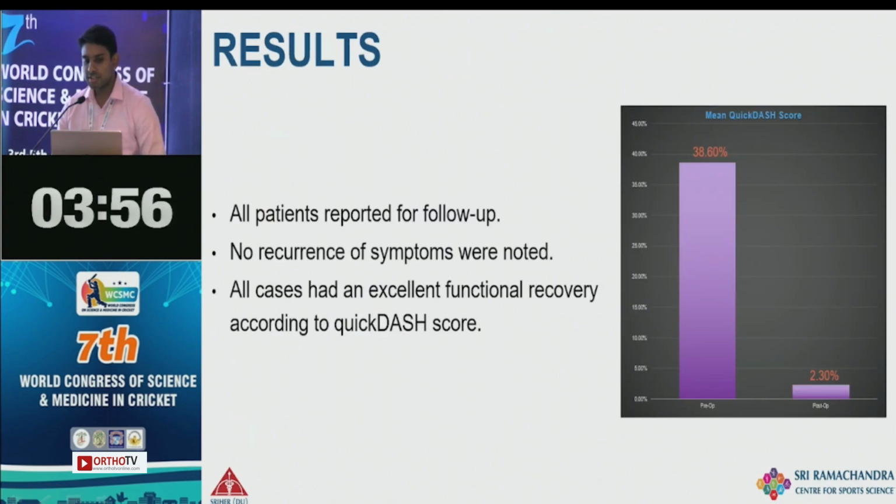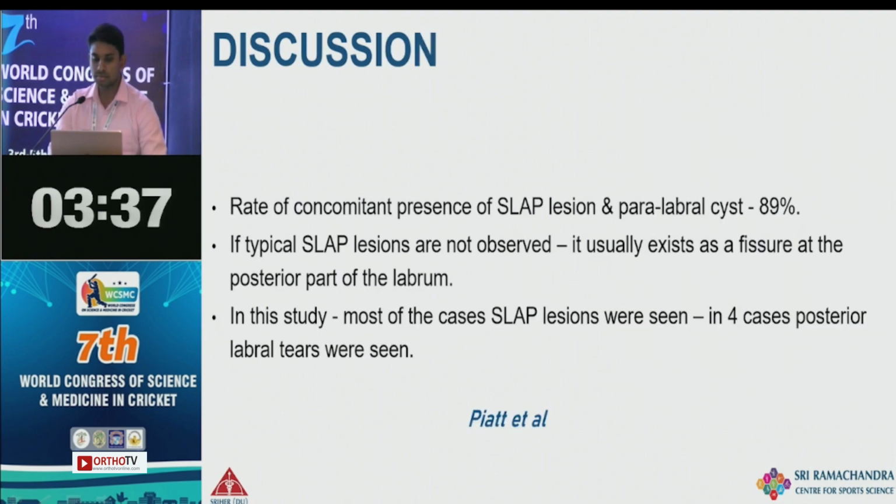So, the results of my study: all the patients reported for follow-up here, and there was no recurrence of symptoms. The mean QuickDASH score pre-operatively was 38.6%, and after surgery, at 6 months follow-up, the mean QuickDASH score was 2.3%. So, all the cases had an excellent functional recovery according to the QuickDASH score.